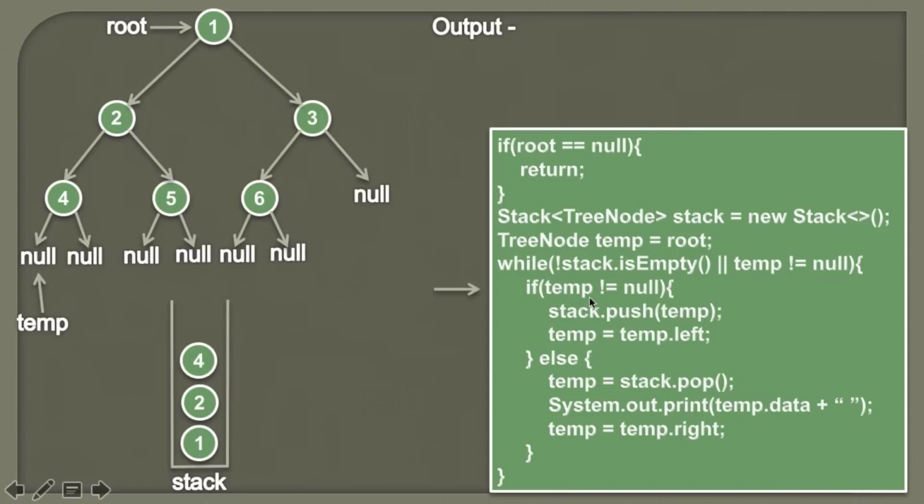And then in the if block we'll check whether temp is equal to null or not. So here you can see temp is equal to null. Therefore the condition in the if block comes out to be false. So the else block will be executed. And here we can see that node 4's left is pointing to null. Therefore there is no node to be visited. So we have visited its left subtree completely.